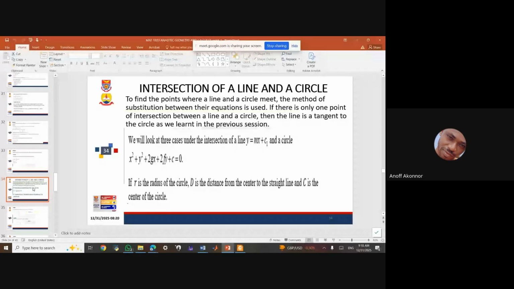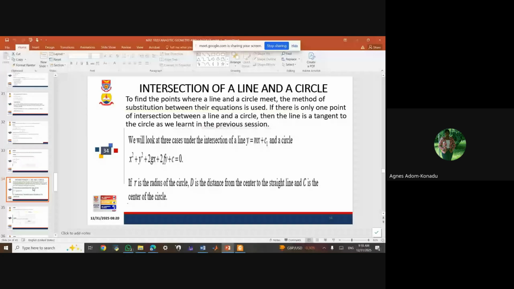Okay, so then the next, I want to look at the intersection of a line and a circle. To find the points where a line and a circle meet, the method of substitution between their equations is used. If there is only one point of intersection between a line and a circle, then the line is a tangent to the circle, as we learned in the previous section.